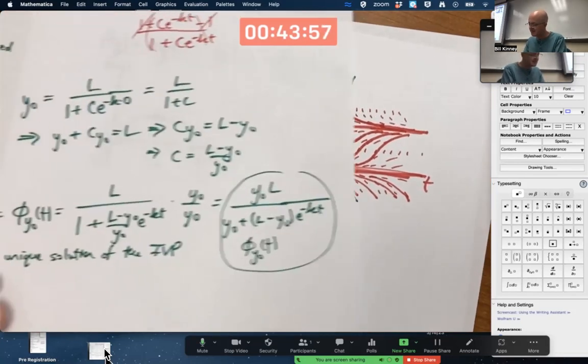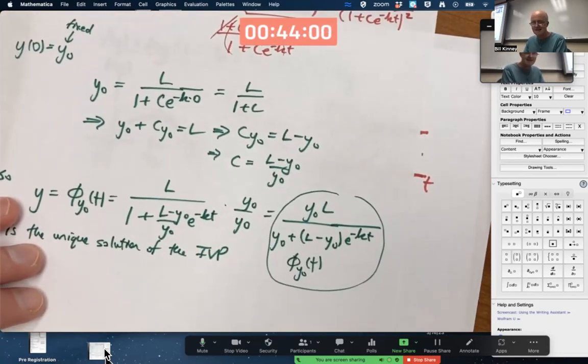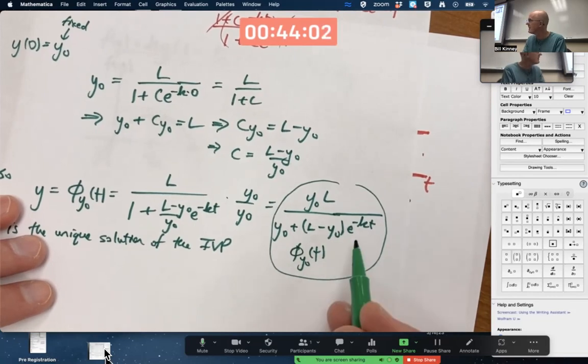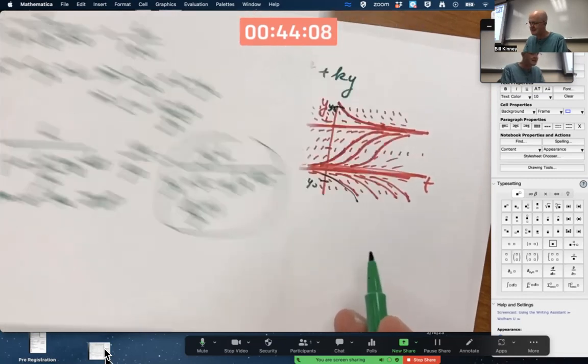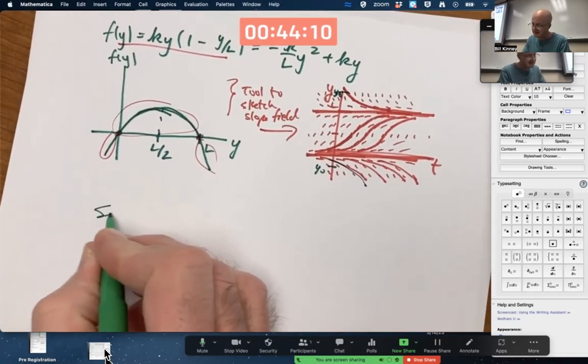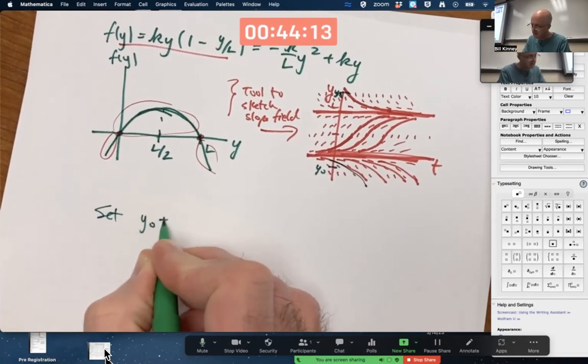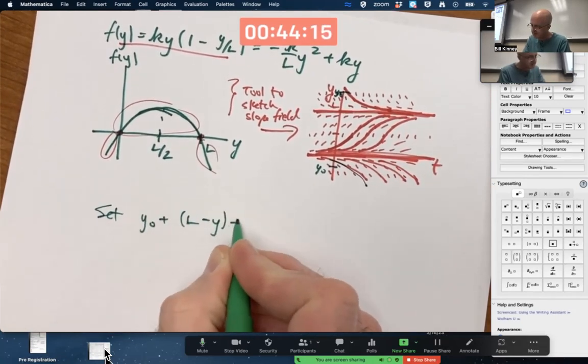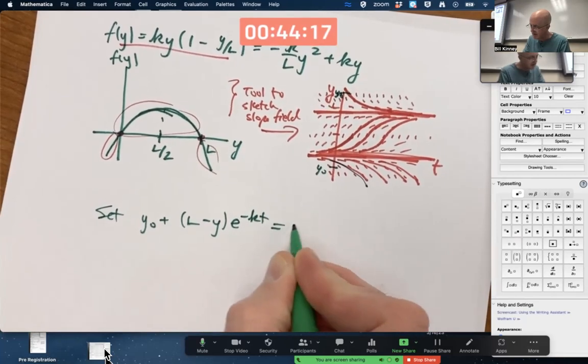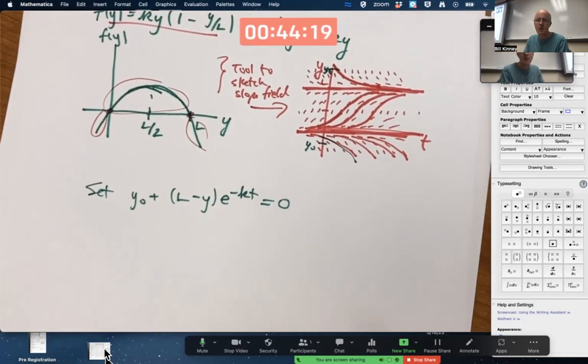Can that be seen symbolically? Yeah, figure out where the bottom's 0. What values of t will make the bottom 0, where you're dividing by 0? And maybe it will depend on what y0 is. If I set the bottom of the formula, which is this expression, equal to 0 and try to solve for t, what happens?